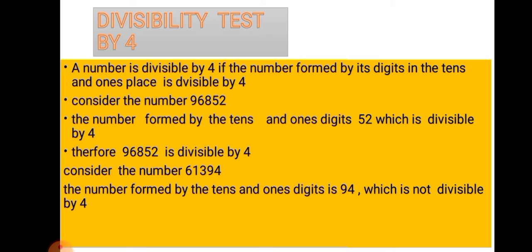Consider the number 96,852. Here the last two digits, the ones and tens place, have 52, right? That is exactly divisible by 4. So that number is divisible by 4.